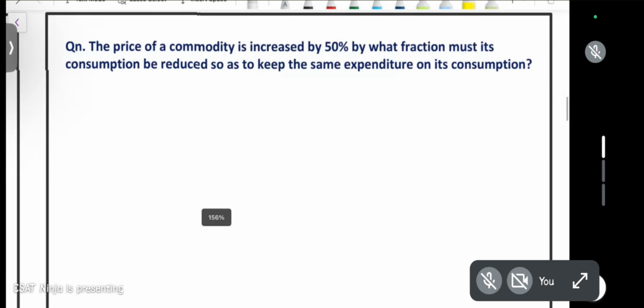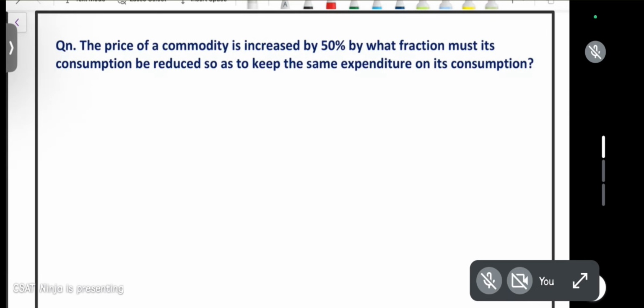The question can be asked this way: the price of a commodity is increased by 50%. By what fraction must its consumption be reduced so as to keep the expenditure the same? So we are asked to find the fraction.